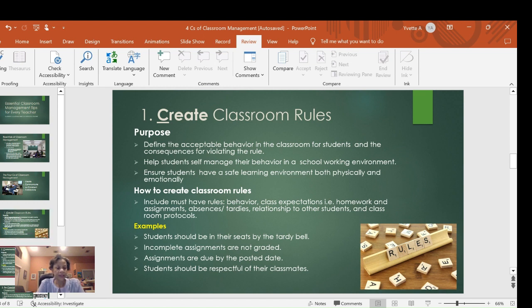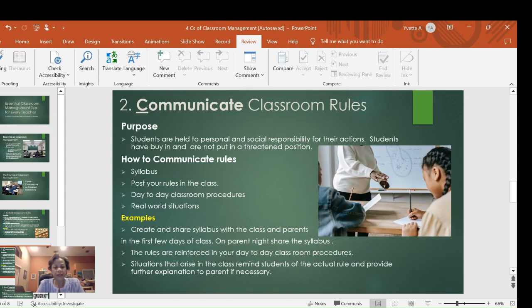The second C that I want to talk about is communicate. So we have classroom rules. Great, wonderful. You've thought them through, you've planned them out, you've set them up. But how do I actually communicate those classroom rules?